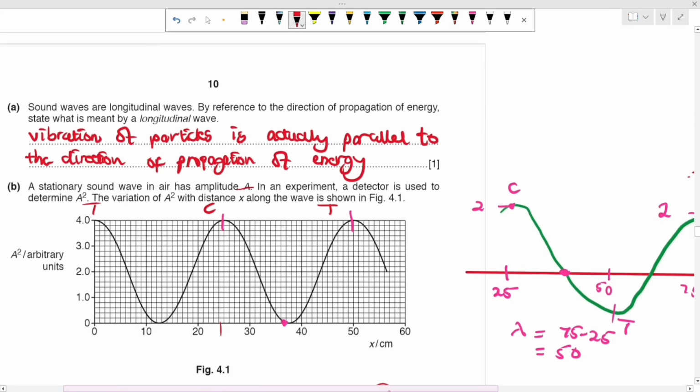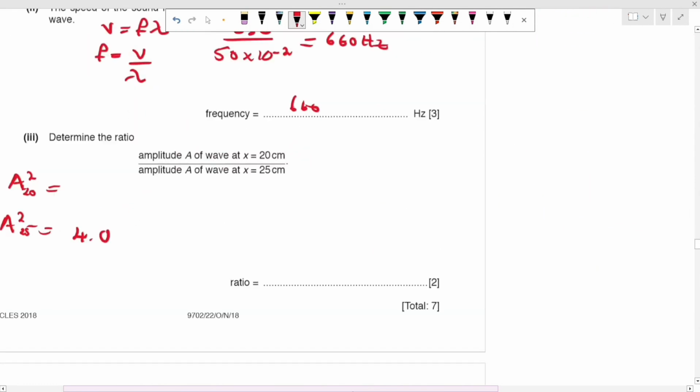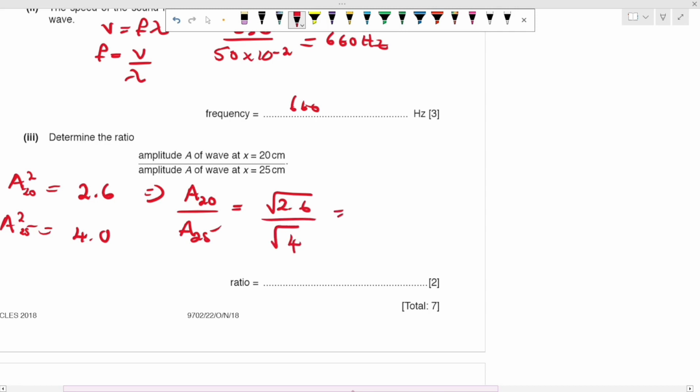At 20 is over here. Here we have 2.2, 2.4, that's 2.6. So here we'll have 2.6. So it means that if I want to find this ratio, it's going to be A at 20 divided by A at 25, which would be the square root of 2.6 divided by the square root of 4, essentially. So the square root of 2.6 over 4. If you punch that in your calculator, that's going to give you about 0.812 to 3 significant figures.